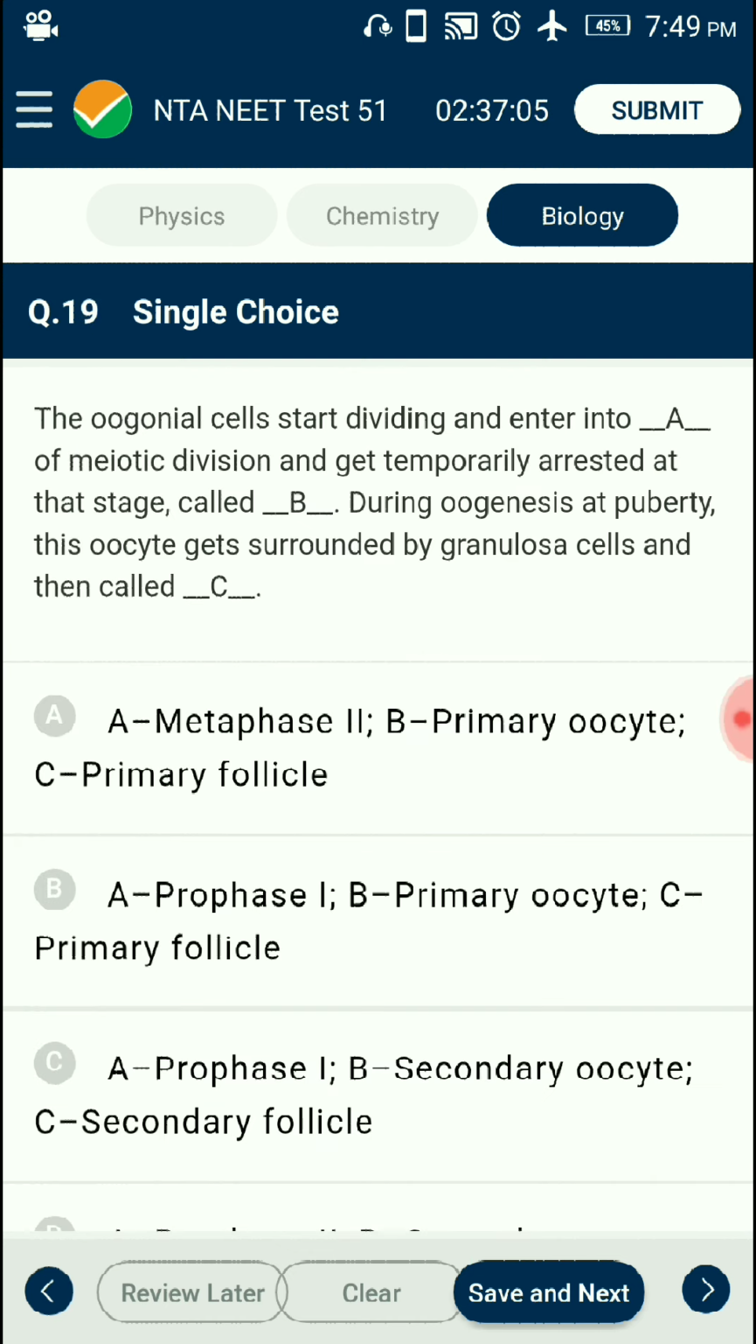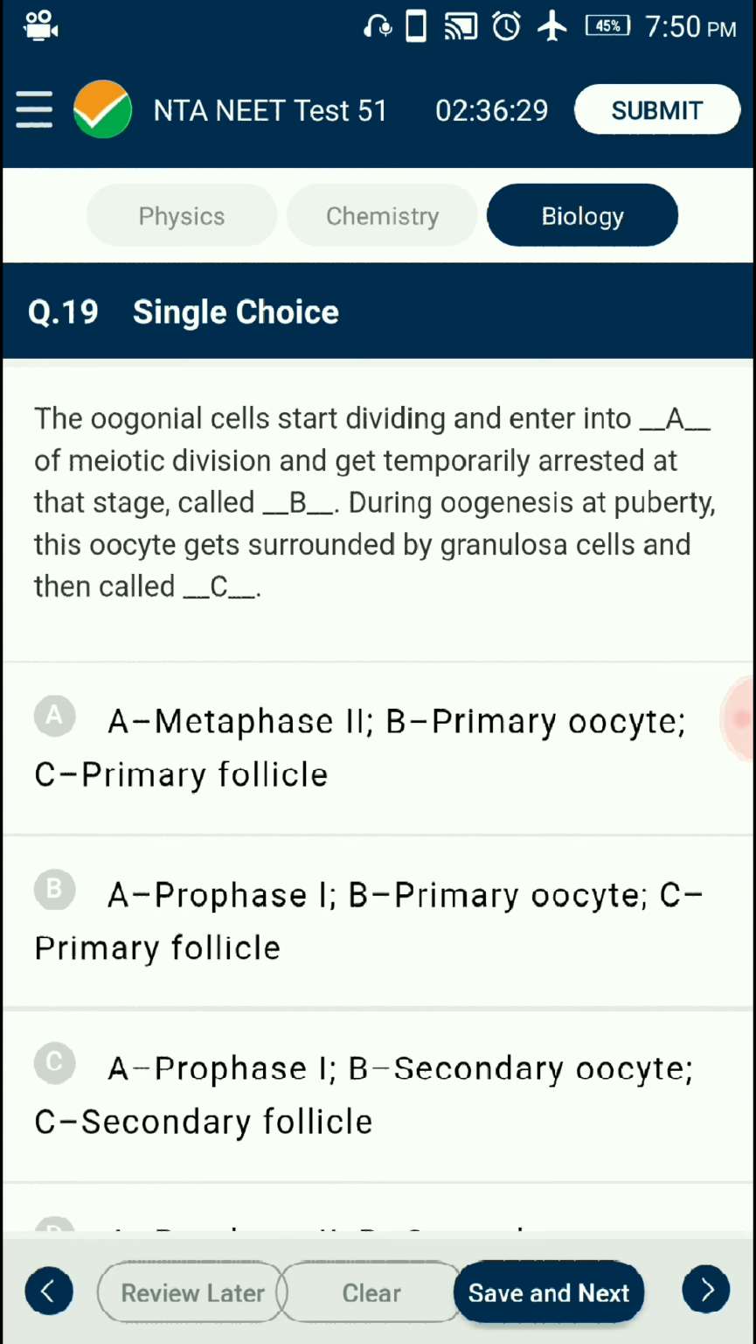So the question number 19. The oogonial cells start dividing and enter into dash of meiotic division and get temporarily arrested at that stage called dash. During oogenesis at puberty, this oocyte gets surrounded by granulosa cells and then called dash. During embryonic development in females, the oogonia enter meiosis 1 and get halted in the pachytene stage of the prophase 1, the most prolonged phase of the cell cycle, and are called the primary oocyte.